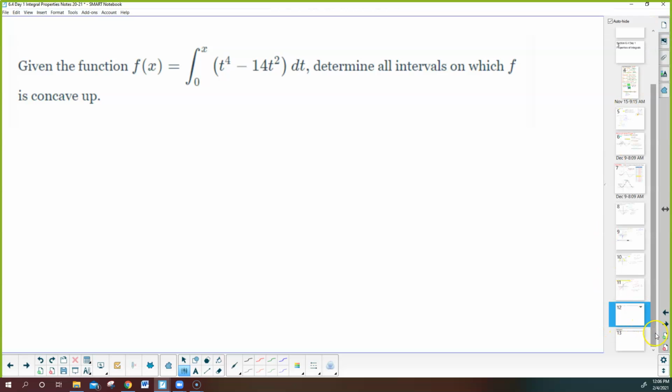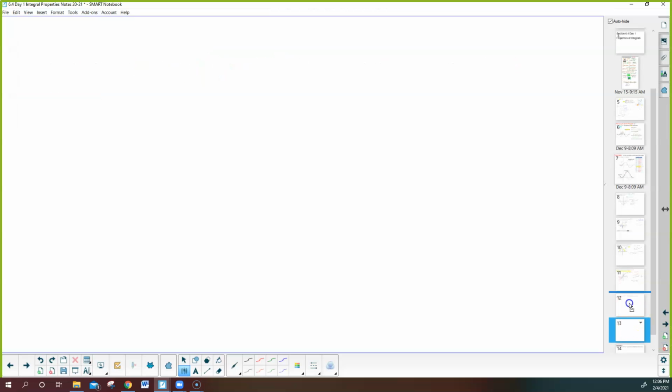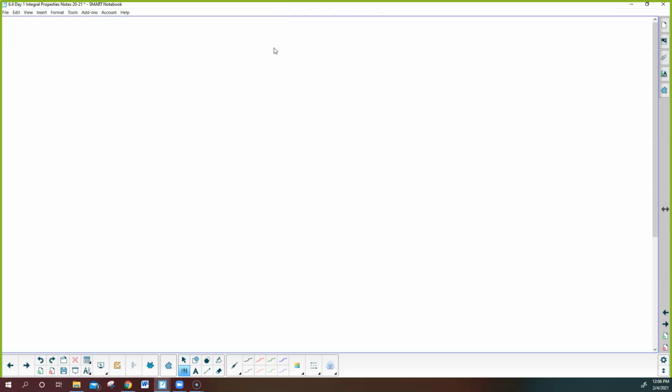What I'd like to do is I want to show you how to do some of these in your calculator. So grab your calculator right now. And I'm going to make one up. I want you to evaluate from -1 to 5 of 3e to the x plus 7x squared minus 4 dx. Okay? And we're doing this in our calculator. I don't want you to do this by hand.